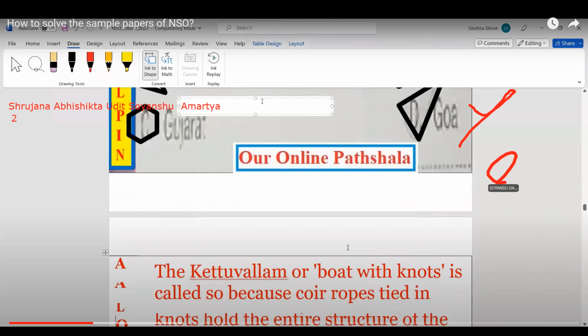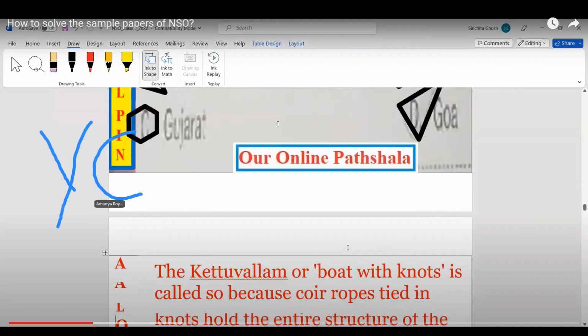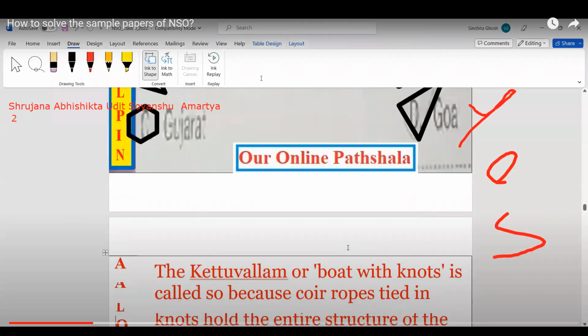Okay, so what is a Kettuvalam? A Kettuvalam is a boat which is with knots. And the knots are made of coir ropes. Yes, very good, Udit. So a Kettuvalam is a boat which is made up of ropes. No nails are used in it, and the ropes are formed into knots, and from those knots the boat is made.